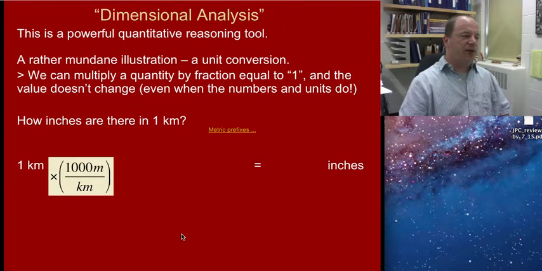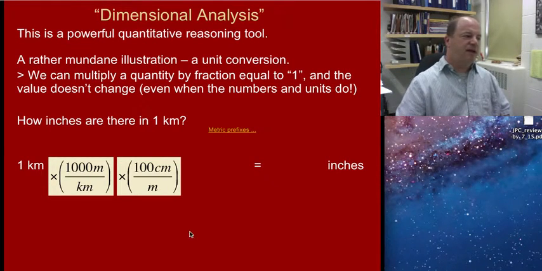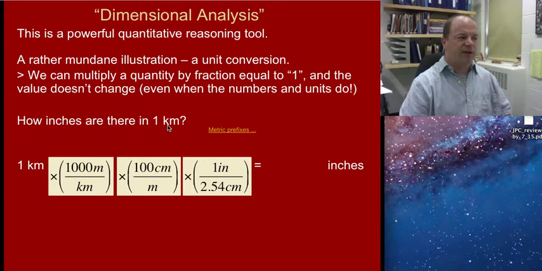Okay, so the first thing I'm going to do is multiply that by 1,000 meters per kilometer. I'm going to multiply that by 100 centimeters per meter. And the reason that I did that is ultimately to get between metric distances and English distances. The thing I remember from middle school is that there's 2.54 inches to a centimeter. So I'm going to multiply that by 1 inch over 2.54 centimeters.